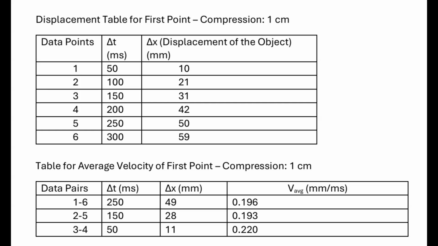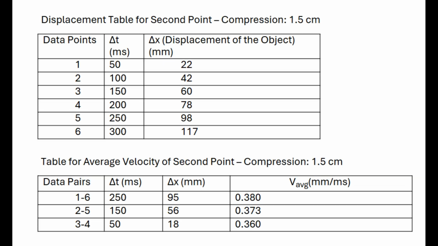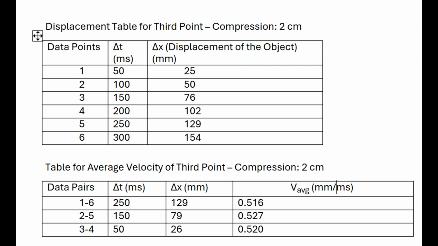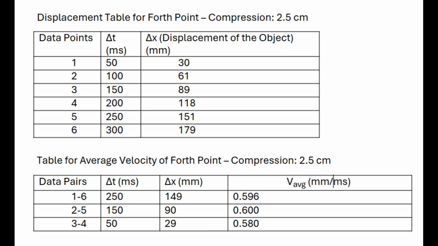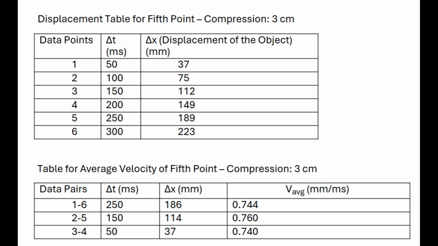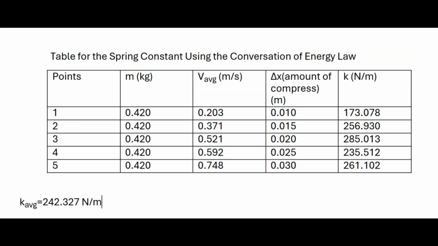In the data part, I fill the displacement and average velocity tables for 5 different compression amounts as 1, 1.5, 2, 2.5, and 3 centimeters by using the data from the experiment part. After filling the tables and finding the average velocities of the puck under different compressions, I calculate the spring constant.